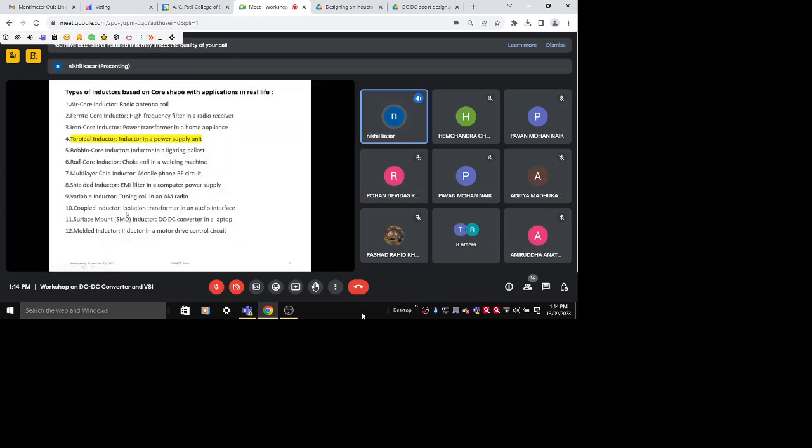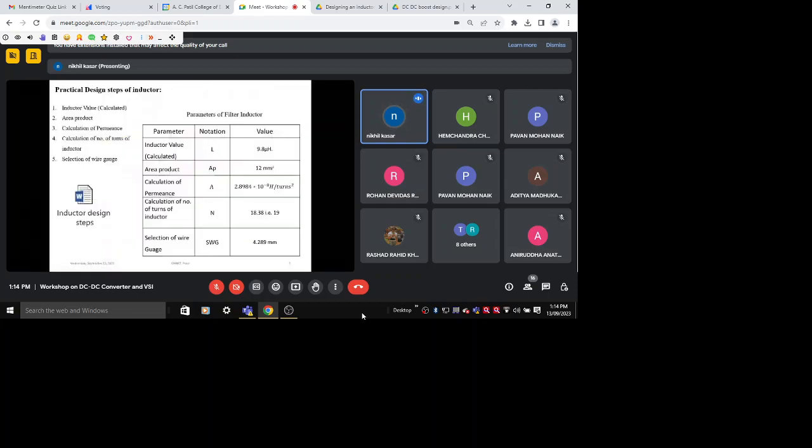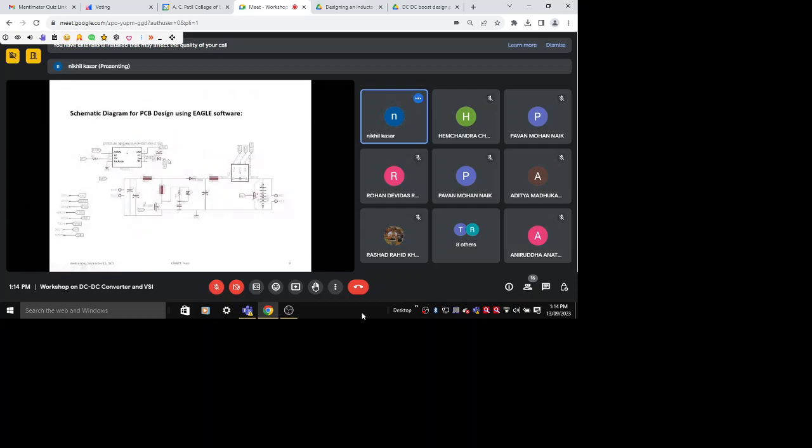What I have done is, I am using Eagle software to make the PCB, in which you are using an 8-pin IC. You can see here.